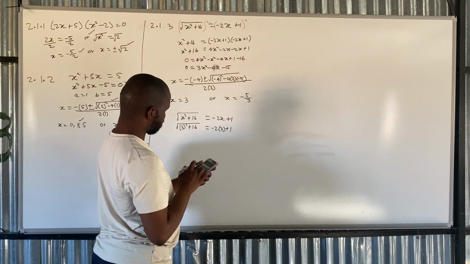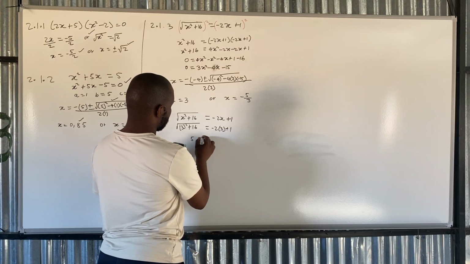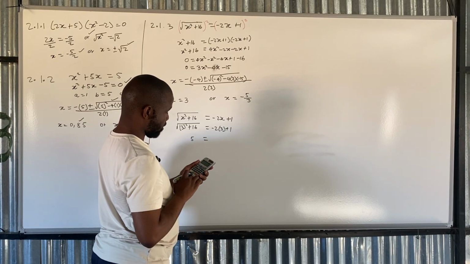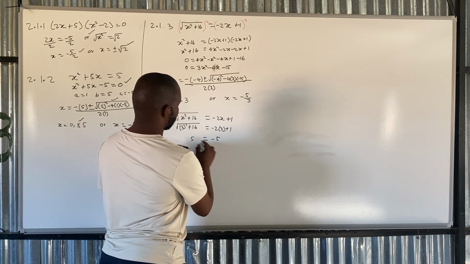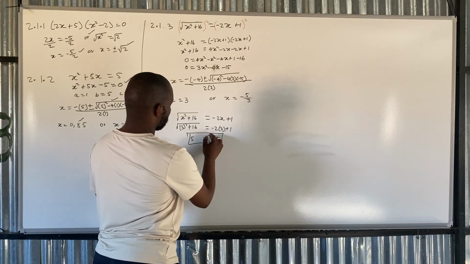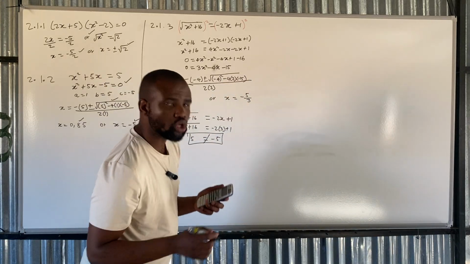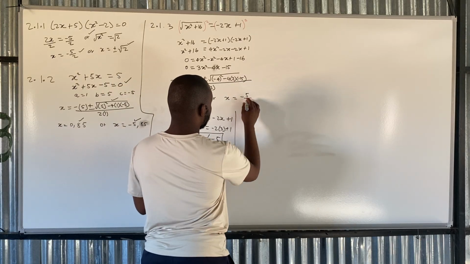So it's the square root of 3 squared plus 16, which gives me 5, and then negative 2 into 3 plus 1, which gives me negative 5. So basically, these two are not equal. So basically, x is equal to 3 is not a solution on that sum. Now, let's go and check this one here.